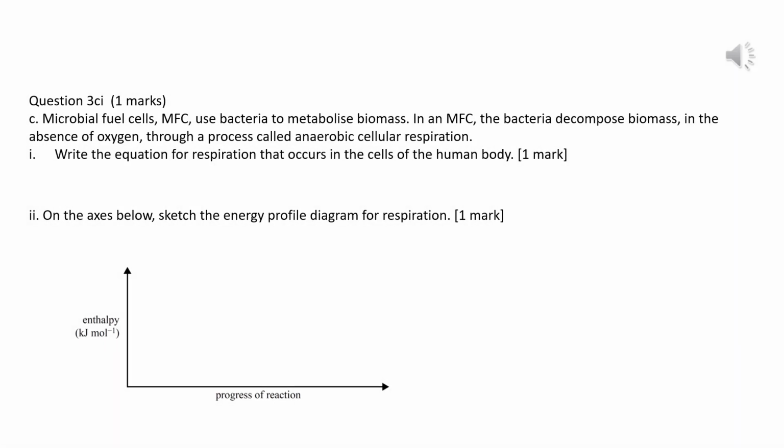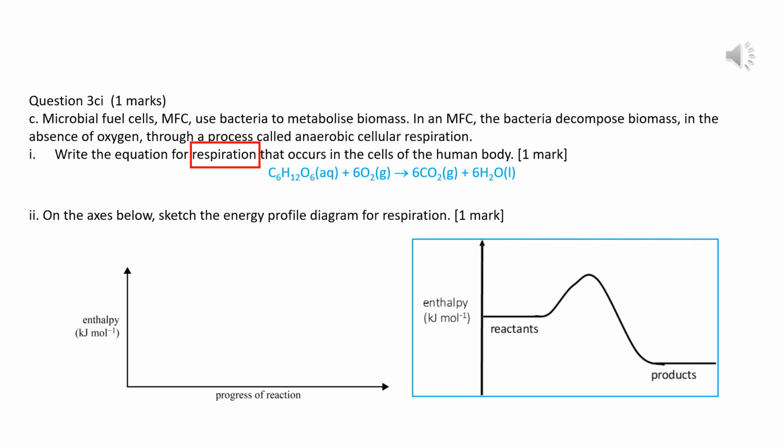Glucose can be oxidized by oxygen to carbon dioxide and water through different pathways such as respiration and combustion. But the overall equation is independent of reaction pathways. The equation for respiration is the same as that for glucose combustion. Respiration is an exothermic reaction, so the energy of the products must be lower than that of the reactants.